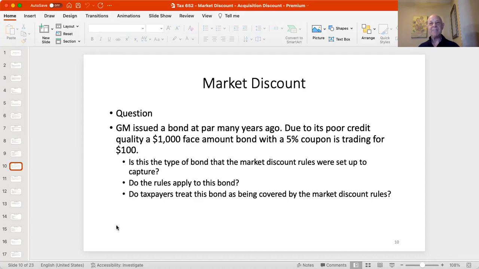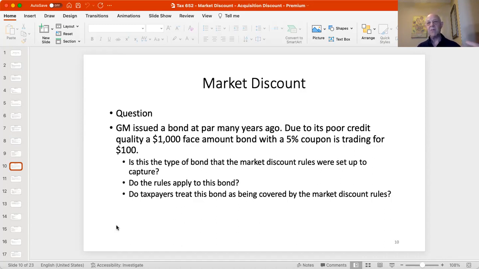There's been a consensus. And the consensus is if the price of the bond is 50% or less than the face amount, we're not going to apply these rules. If that's not what these rules were meant to apply to, and if we have a gain on those bonds, we're going to pick that up as capital gain. We're not going to accrue market discount on these bonds. It just makes no sense.